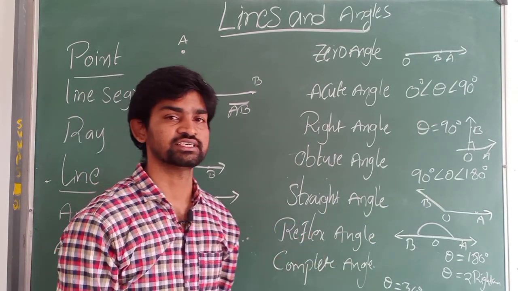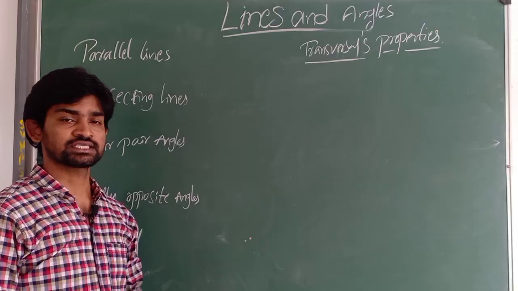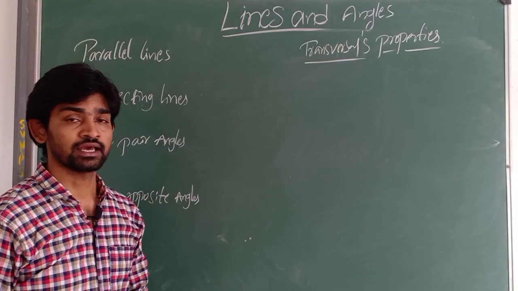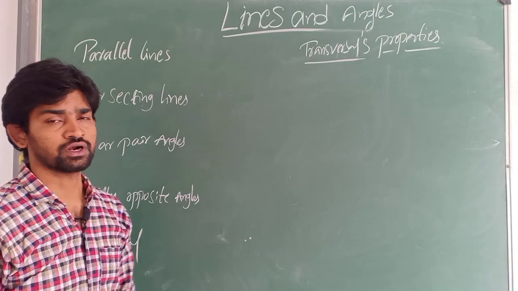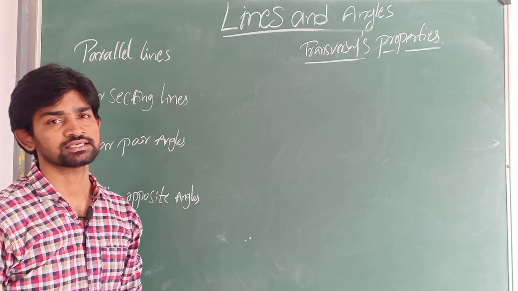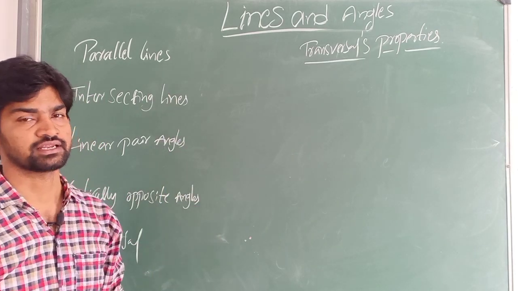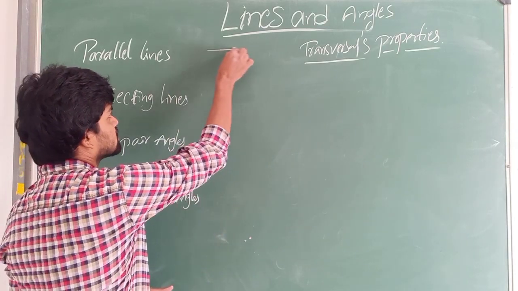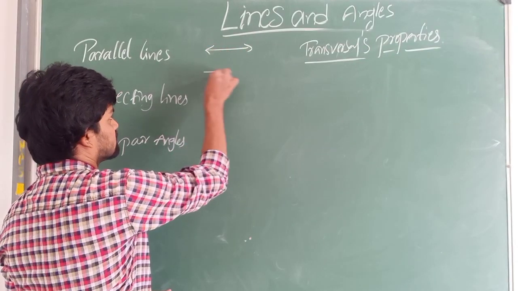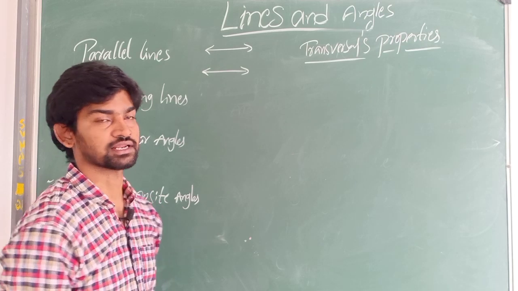Next, we will see about lines and types of angles on lines. Let's discuss lines and angles. We do have two types of lines. One is parallel lines and another is intersecting lines. First, we will see what parallel lines are. If two lines are not intersecting or not meeting at any point, then they are called parallel lines.